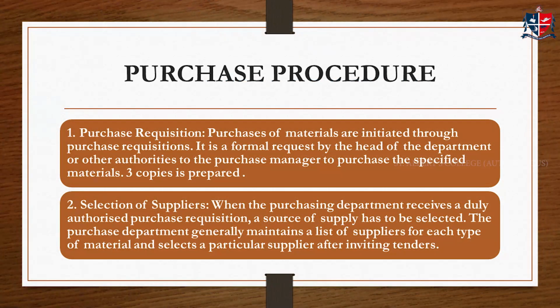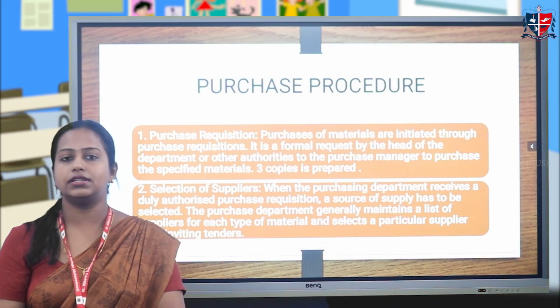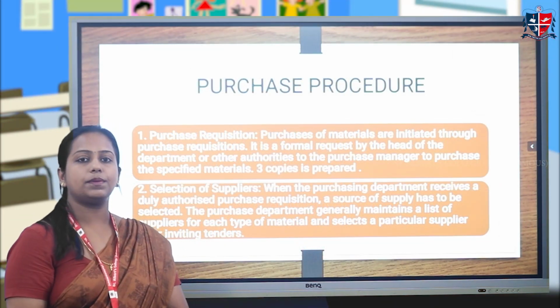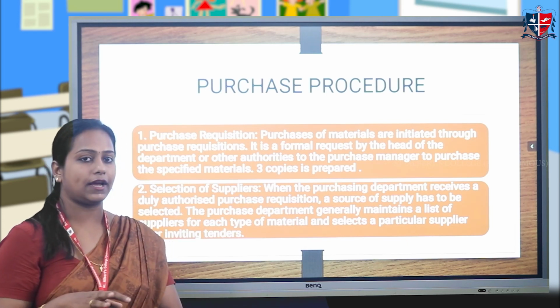So the first step is the purchase requisition, and the purchase of materials is initiated through the purchase requisition form. It is a formal request provided by the head of the department to the concerned authorities. After the purchase requisition is made, the next step is selecting the suppliers.